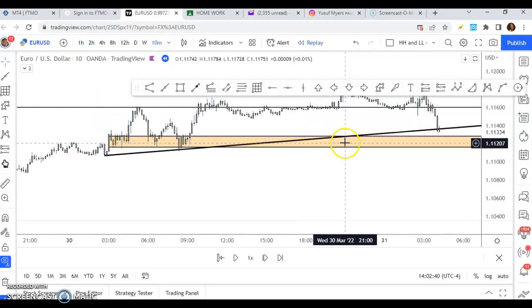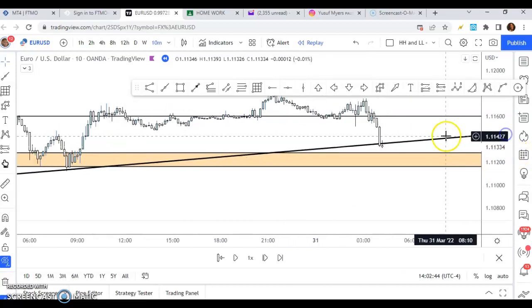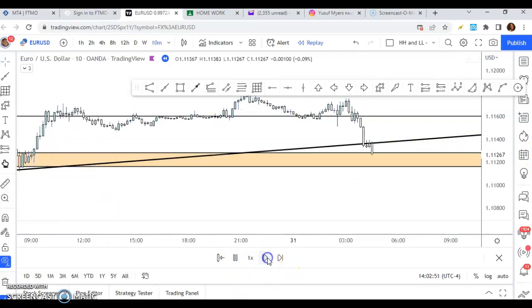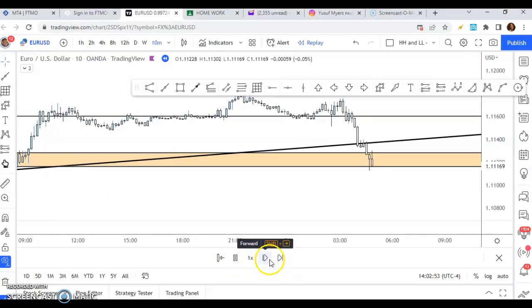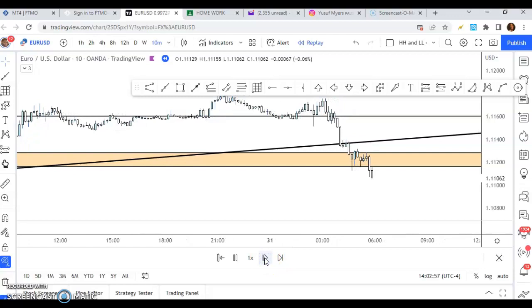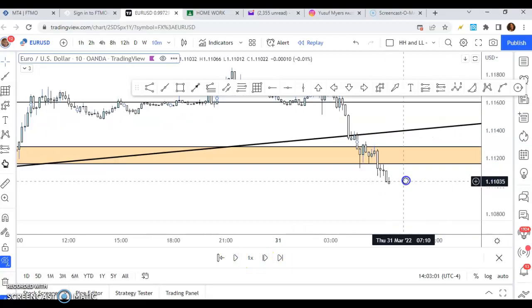Now I'm waiting for 2 confirmations. On the 10-minute time frame, I'm looking for the market to close below my zone, my support area, and to break my trend line. So let's move this market forward real quick. And bam, I have some action at my zone, and I finally have my break and close below the trend line and the support level.